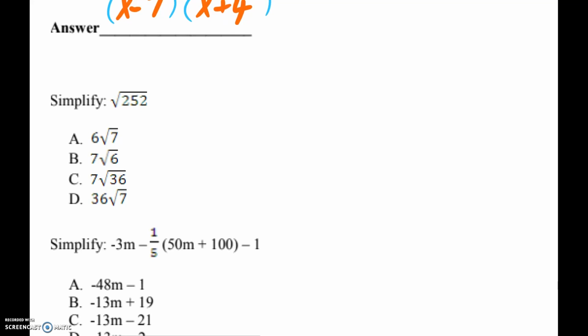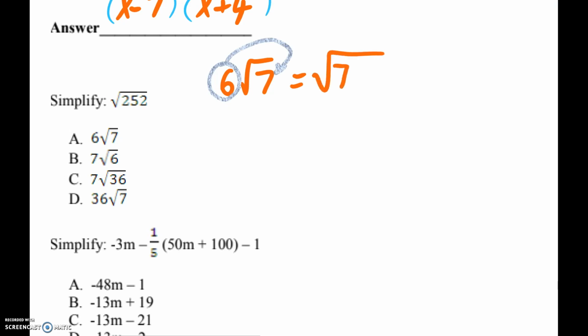Radical 252. There are two ways to go, guys, here. Either you can just start from your options. For example, 6 radical 7 can be written as, if you want to put this inside, you need to square that number. So you already had 7 here, but you want to put 6 in, it's 36. So 36 times 7, 252. Oh my God, this is the answer.